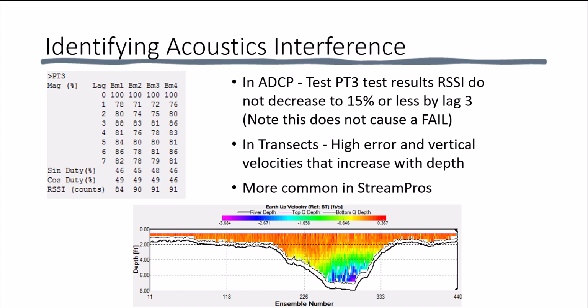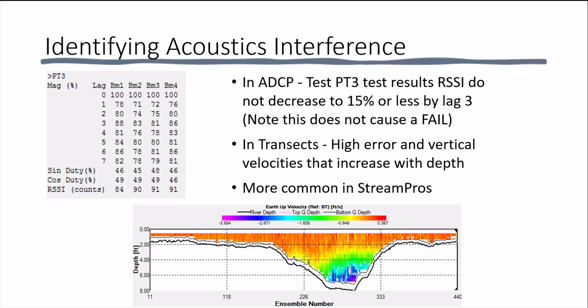The PT3 test receives without transmitting. Normally, as time passes, the background noise should change and the signal will decorrelate. If it does not, the system cannot tell when the data is erroneous. Correlation at a site with favorable interference characteristics will typically decay to 15% or less by lag 3.